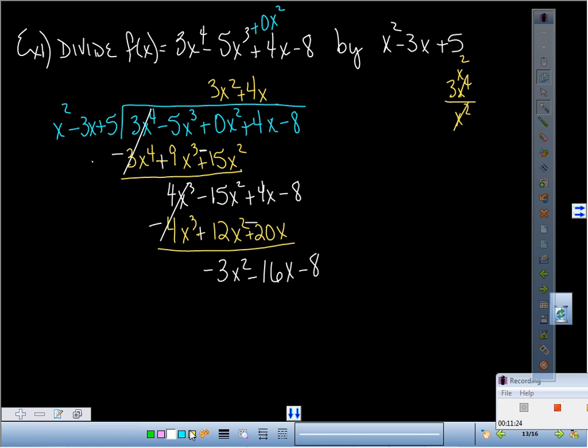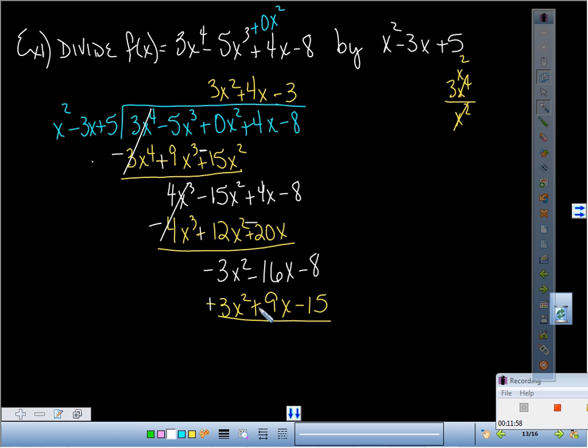And then we start all over again. Well, you multiply x squared by what to get negative 3x squared? And then I multiply. What's negative 3 times x squared? Negative 3x squared. What's negative 3 times negative 3x? Positive 9x. What's negative 3 times 5? And now what do I do?